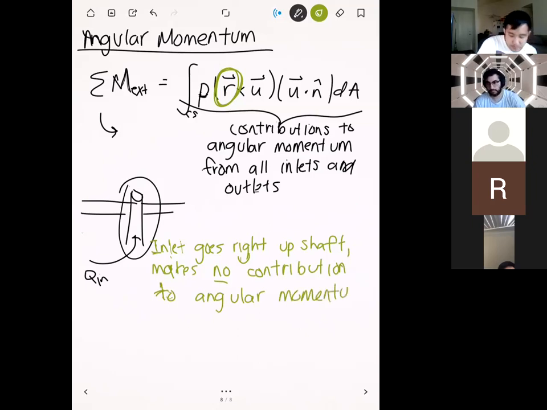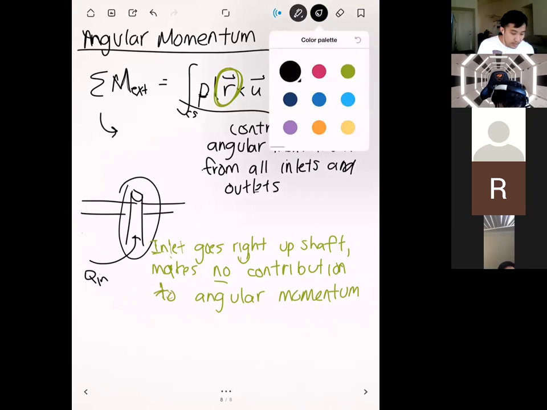That's why we didn't solve for the velocity at the inlet, because we don't need it in this case. It's not going to contribute to the angular momentum. The only thing we're going to consider is the outlets.